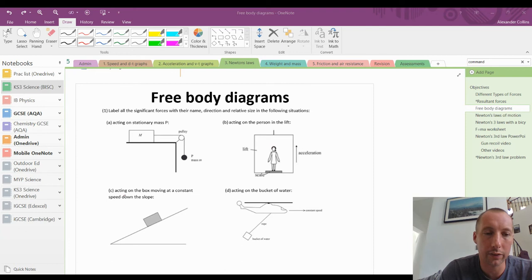For part C, the forces acting on the box. So only on the box, not on the slope it's sitting on. For part D, acting on the bucket of water. So we're going to ignore the helicopter, we're just going to concentrate on the bucket. So I'm going to do the first one for you so you can see what I'm after. Let me just zoom in a moment.